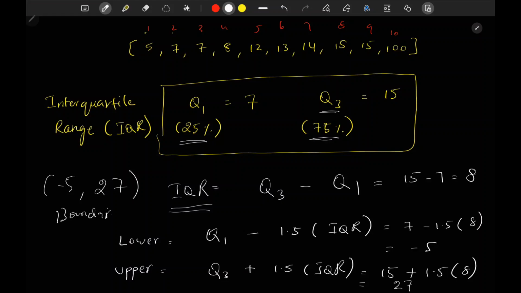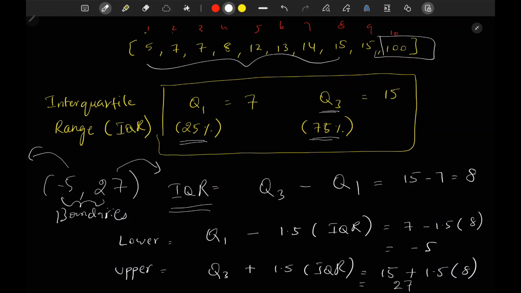Any value that is greater than 27 will be my outlier, and any value that is less than negative 5 will be my outlier. I will only consider the values between this range as my correct points. In this case, we can see that 100 is an outlier using these boundaries, since it is greater than 27. All other points are correct except 100. This is one way to remove outliers from a set.